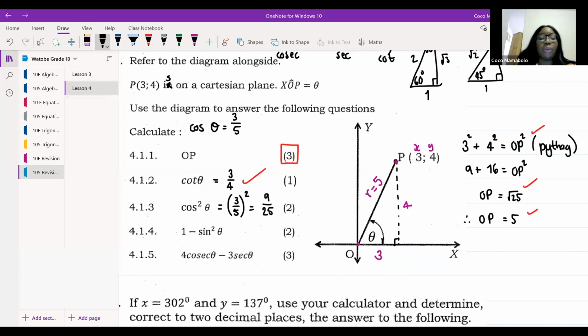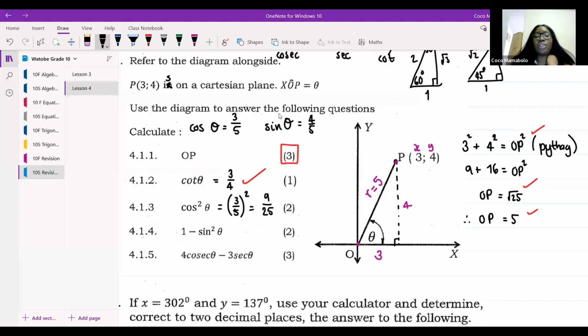Now let's have a look at 4.1.4. This one says 1 minus sine squared theta. So we need to first find sine of theta. What is sine of theta? Look at your drawing. That's it, y over r, which is 4/5.